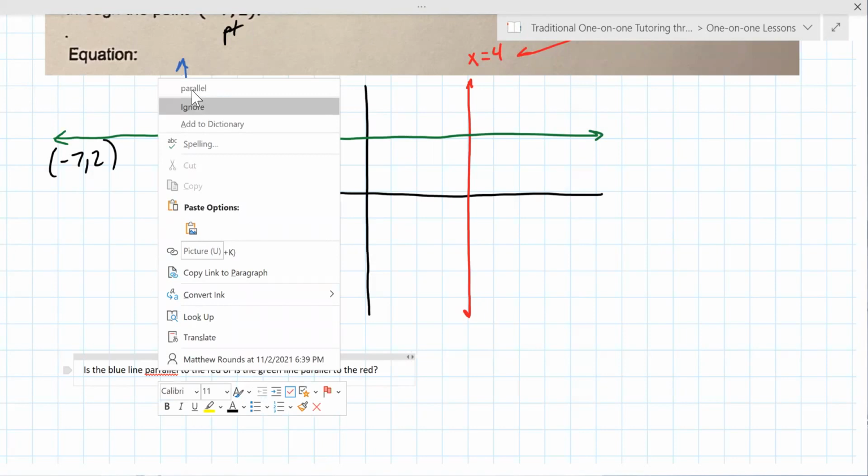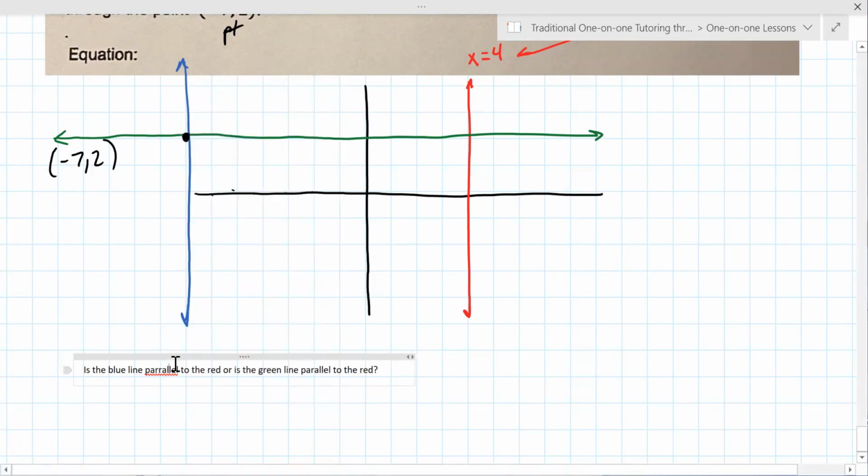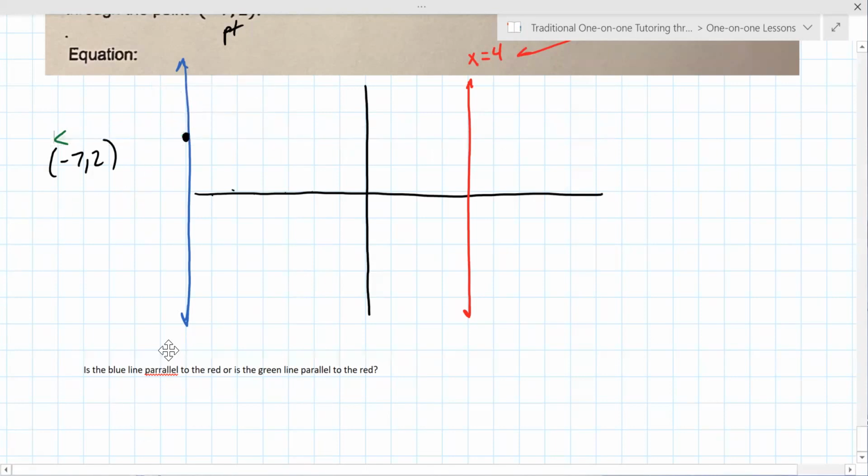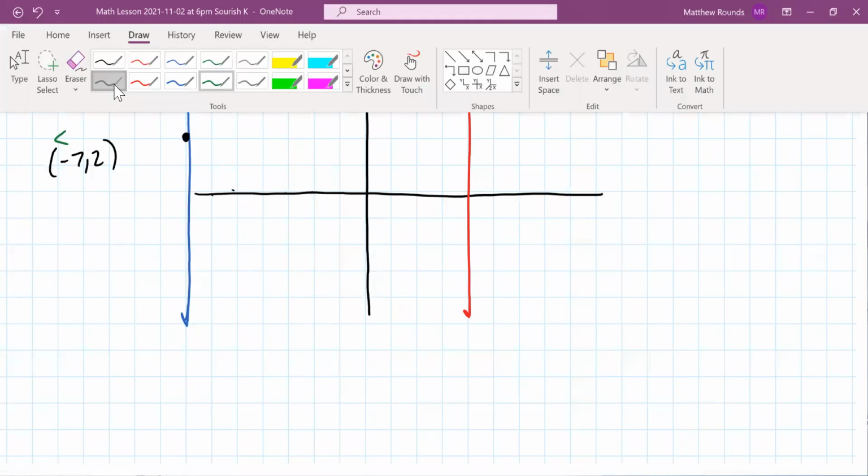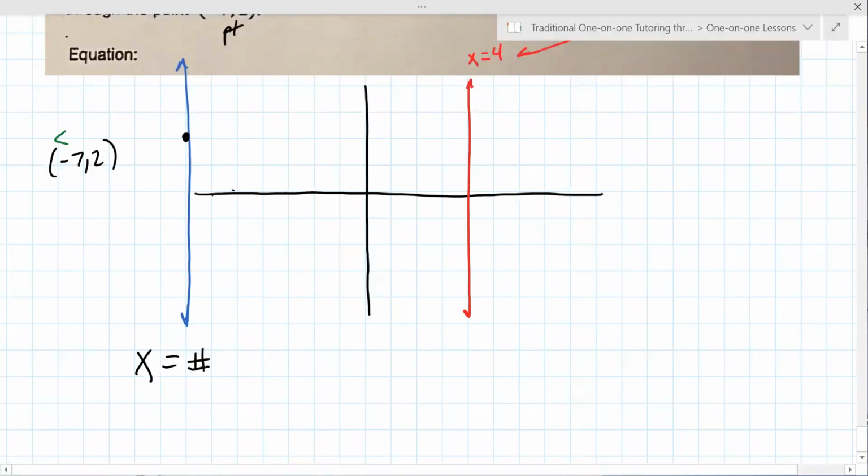Does seeing it in written form help compared to me talking about it? Yeah. Okay. So what is the equation of this line? Well, it's a vertical line. So the vertical line, if you look back, it's x equals a number. X equals -7, because -7 is always the x value. And that's your answer to question 2.